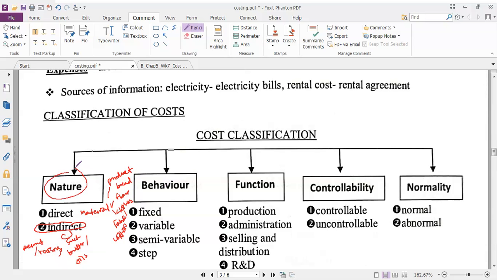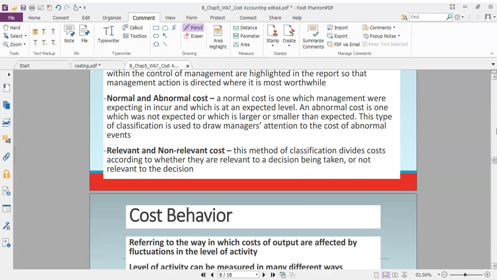So the first classification is nature. The second classification is behavior. We look at the behavior of the cost. We can classify that cost based on its behavior, whether the cost is fixed, variable, semi-variable or step. Look at this, based on the cost behavior.